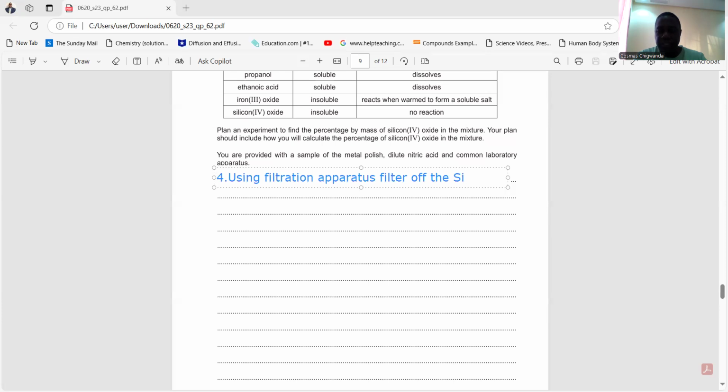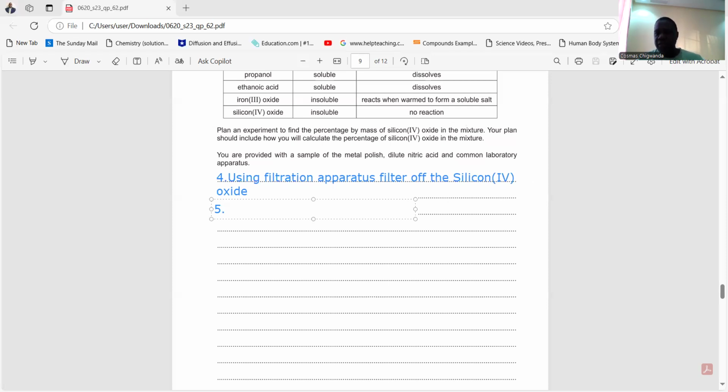Silicon 4 oxide is not dissolved. I'm going to filter off silicon 4 oxide. Okay, right. Make this small caps again. Silicon 4 oxide. Right. Then I'm done with that stage. And then I move on to my number 5. Okay. My number 5. Now, I suppose with your teachers, you were shown how filtration is done.